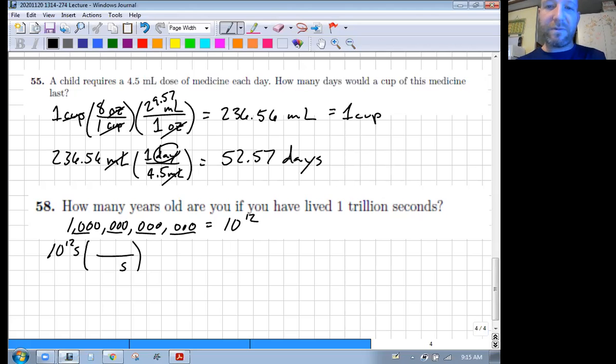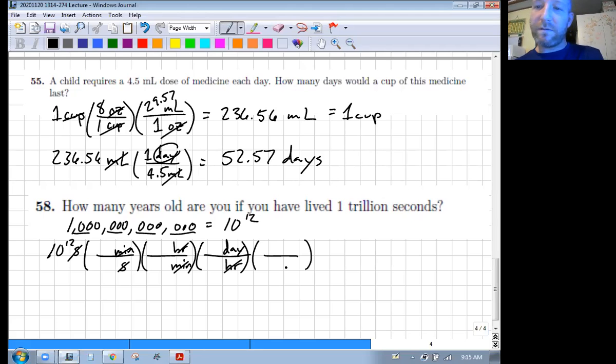Get rid of seconds for minutes, get rid of minutes for hours, get rid of hours for days, get rid of days. I know how many days are in a year. So 60 seconds make a minute, 60 minutes make an hour, 24 hours make a day, 365 days make a year.